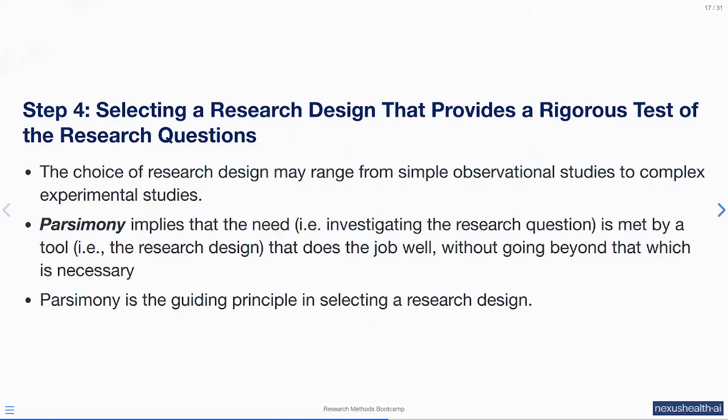Parsimony is a principle that implies that the need, that is, investigating the research question, is met by a tool, the research design, that does the job well, without going beyond that which is necessary. Parsimony is the guiding principle in selecting a research design. Thus, we are to select a research design that answers the research question without going beyond what is necessary.